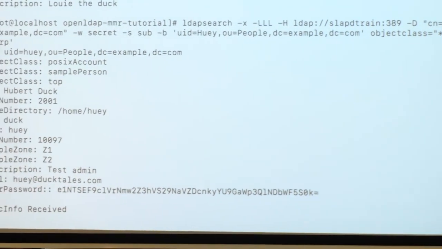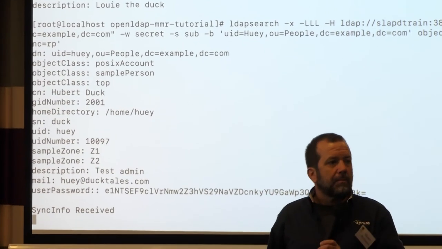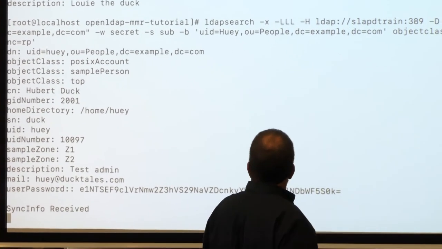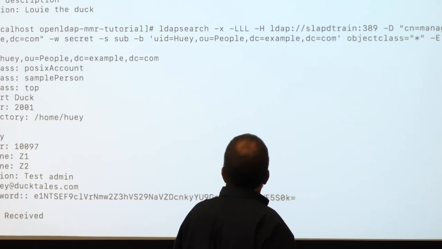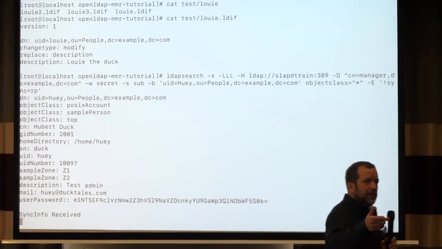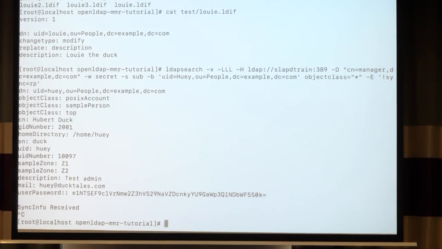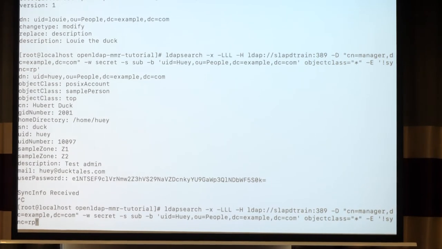It's the incorrect entry you're reading. You're reading Huey's entry and not Huey. Oh, you're reading Huey. So change it. Is that the way it is in the instructions? So the instructions are moving up. Thank you, good catch. The search should actually be UID equals Louie, not UID equals Huey.